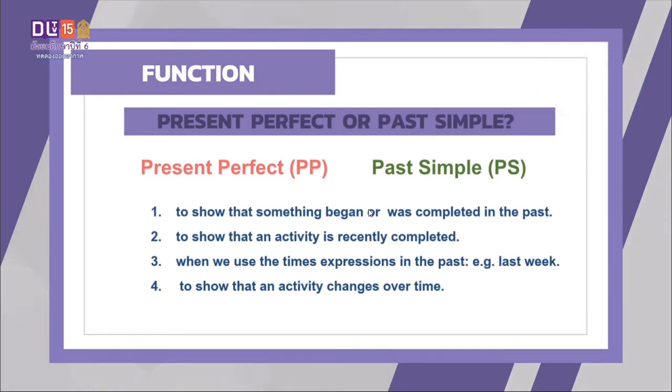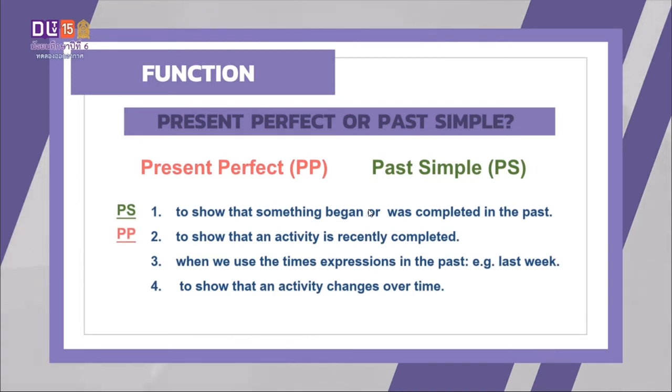Okay, students, it's time to check the answer. Okay, 1. To show that something began or was completed in the past. PP or PS? So let's look at the answer. PS, right? Past simple. Next, to show that an activity is recently completed. PP or PS? Yes, PP, present perfect.